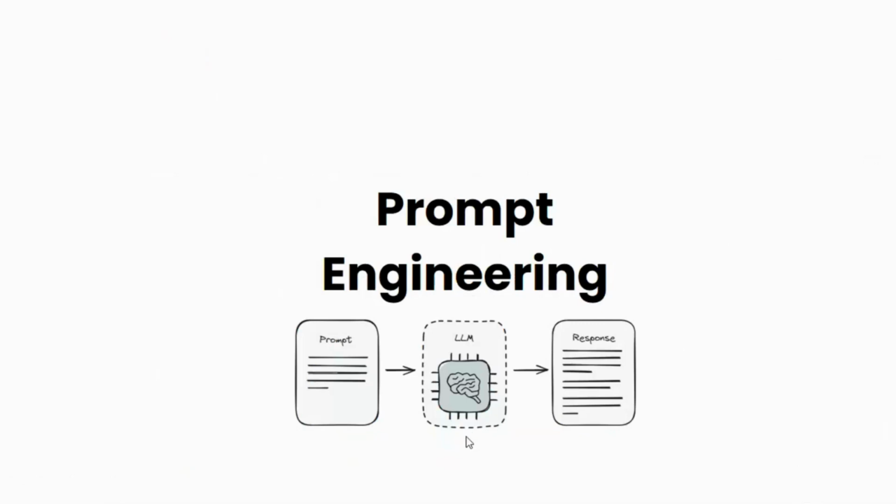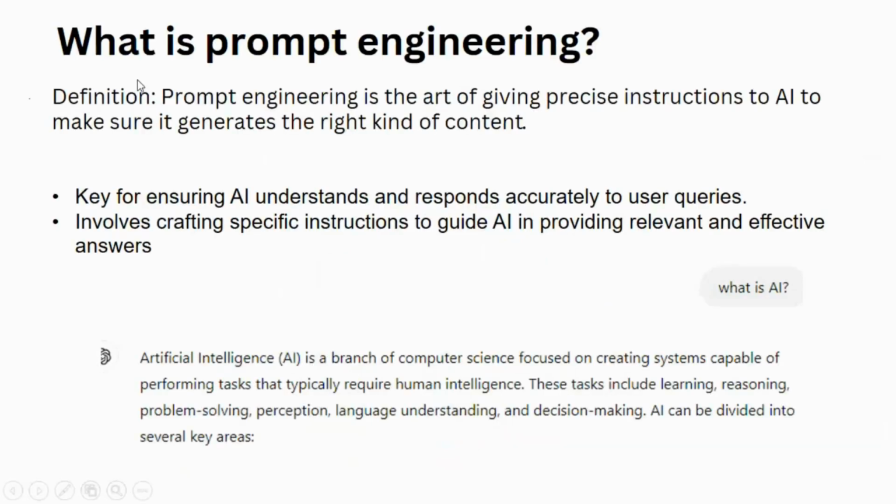First, let us go into prompt engineering. Prompt engineering is nothing but the instructions which we give to the LLM, and the LLM gives the relevant response. That's what prompt engineering is. For example, you can see here I asked "what is AI" to an LLM or GPT, and it responded to that given question. Prompt engineering is the way we give the instructions.